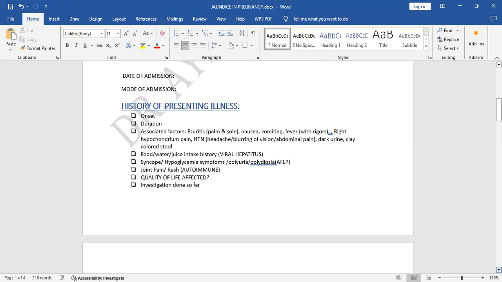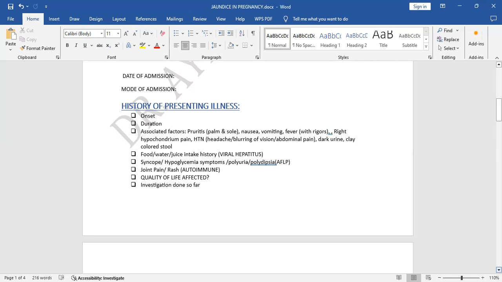Rule out hypertension by asking about any complaint of headache, blurring of vision, abdominal pain, dark urine, and clay colored stool for any obstetric jaundice. And then comes the history of food, water, or any juice intake from outside to rule out viral hepatitis. If you ask about the symptoms of acute fatty liver of pregnancy, inquire about syncope, hypoglycemia, polyuria, polydipsia, or any of the coagulopathies. To rule out autoimmune disease, inquire about joint pain and rash.